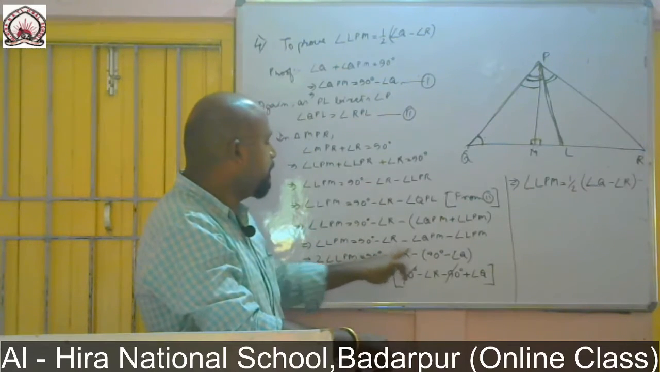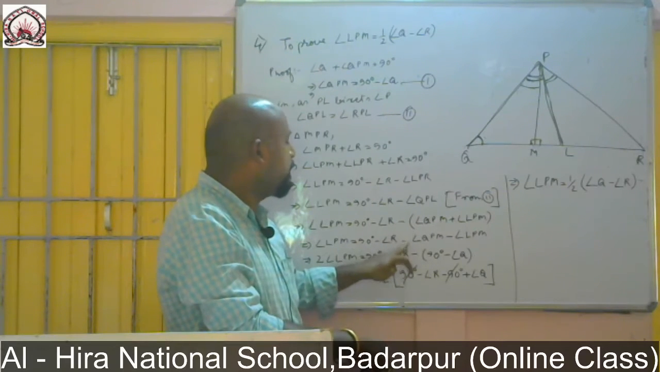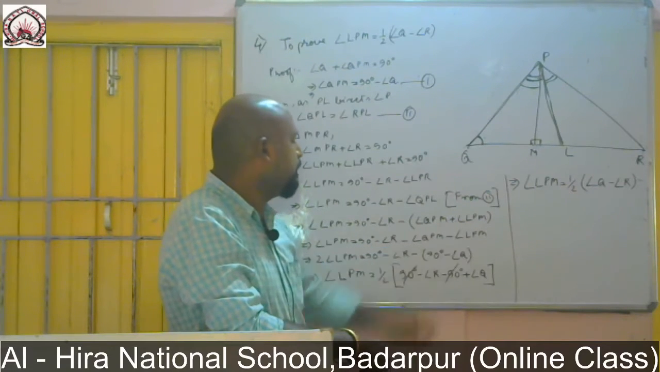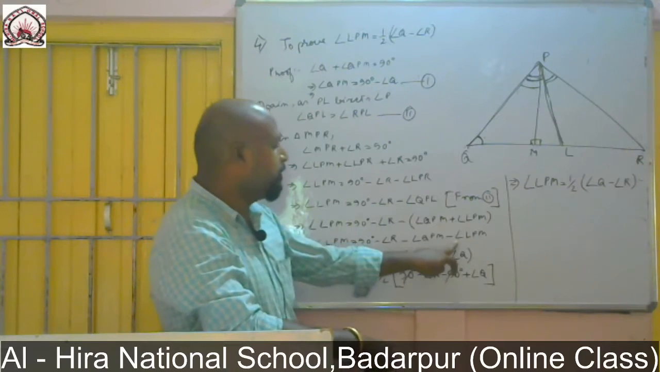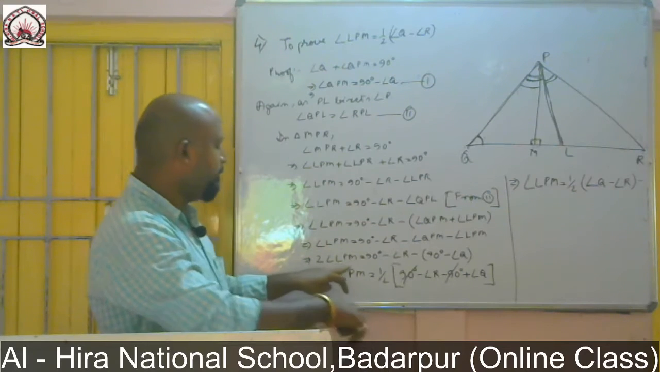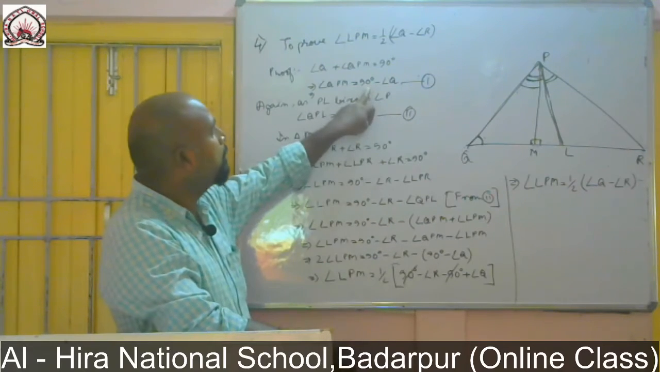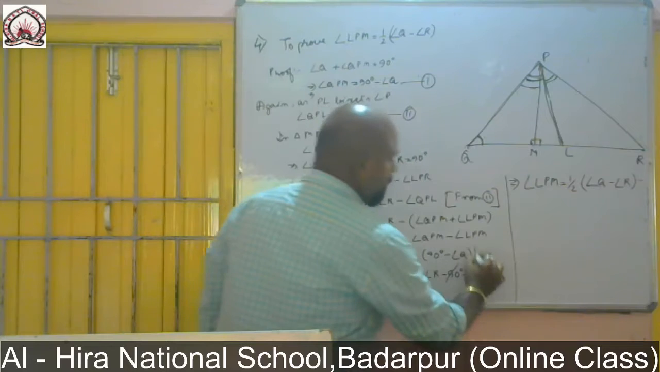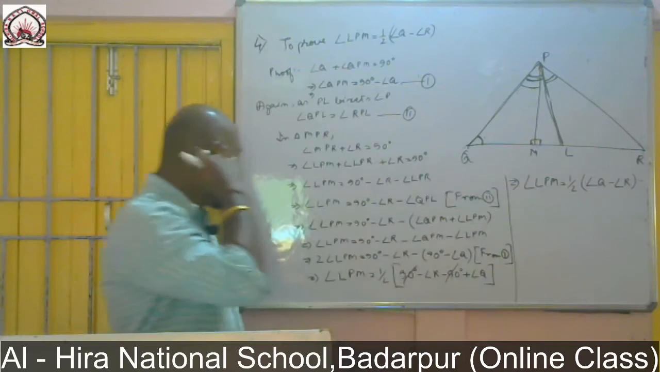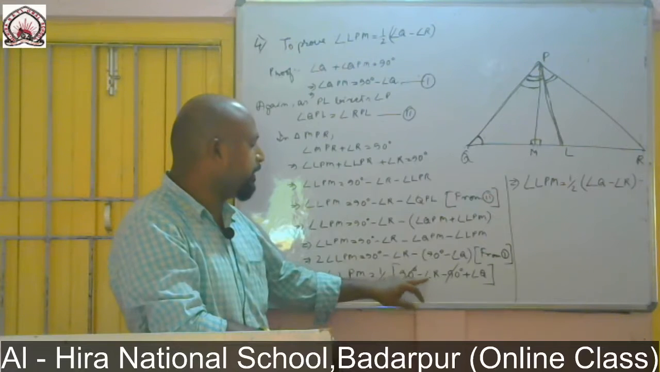Now we are writing this one: 90 minus QPM, minus into plus we are getting minus. The QPM minus of this one is nothing but minus of this one; if I take it in this direction, it becomes plus. So twice of angle LPM equals 90 degrees minus angle R, and this angle is nothing but 90 degrees minus Q. This is from equation 1.